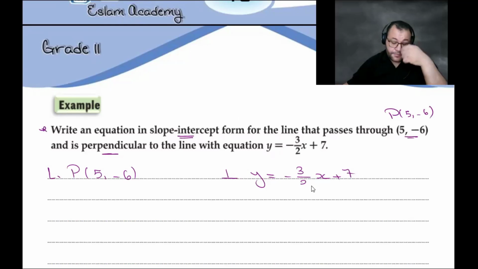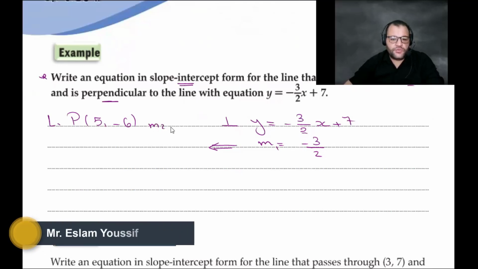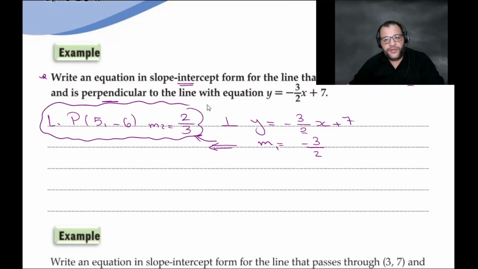So what is the slope? The slope here is m1, which is -3/2. Because the two lines are perpendicular, we can find m2. What is m2? It is 2/3. The first one is negative, so the second will be positive, which is 2/3. Any problem for this one? Can we write the equation now?